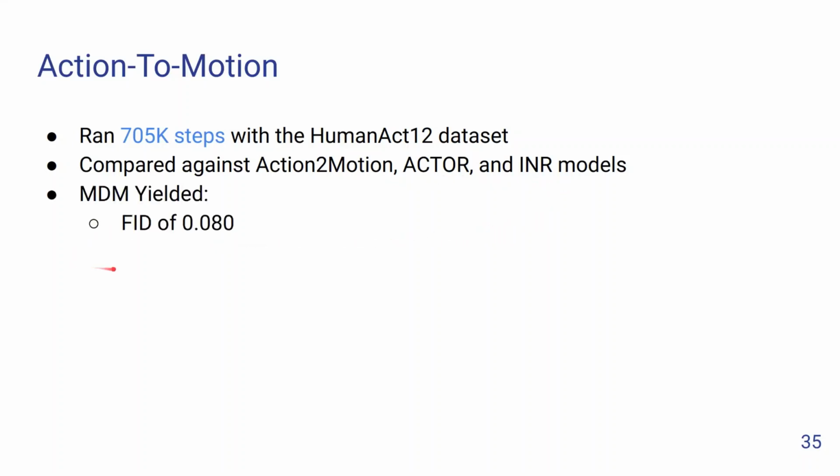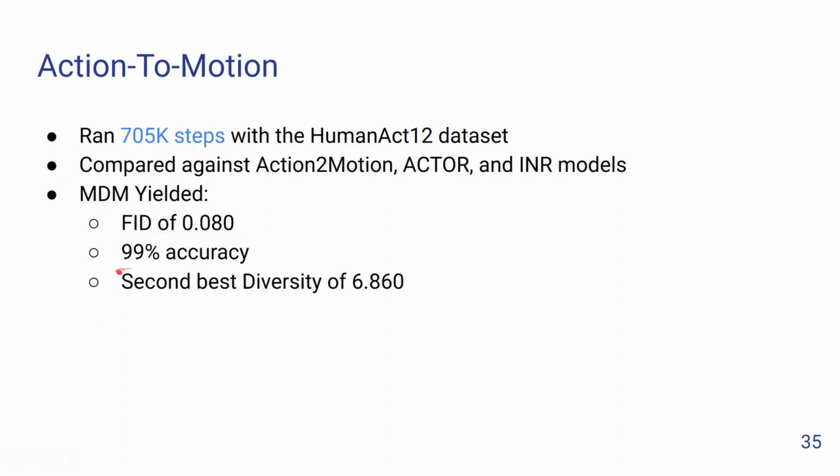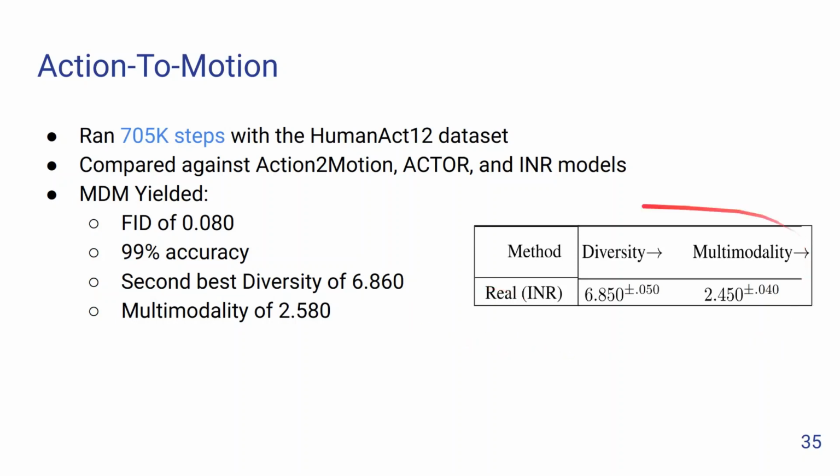And the MDM yielded an FID of 0.08, 99% classification accuracy here. Second best diversity of 6.86, multimodality 2.58. And then here are the ground truth values that I mentioned earlier. Although this is a second best diversity, it's still pretty close to the ground truth diversity, which is really good. This is the leading value of multimodality, and it's pretty close to the multimodality of the ground truth here.